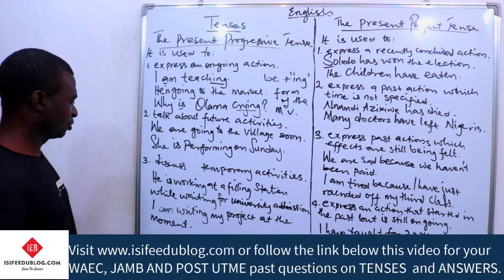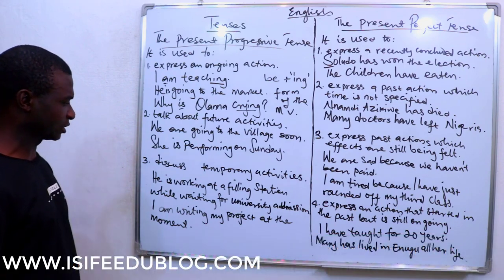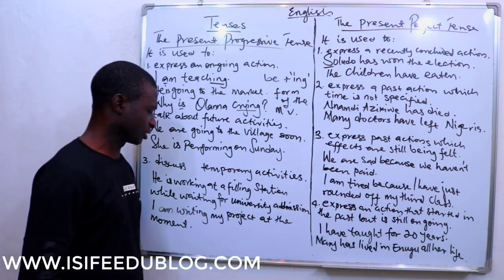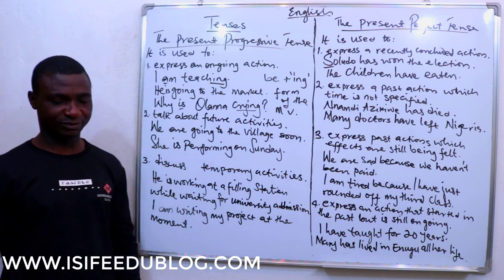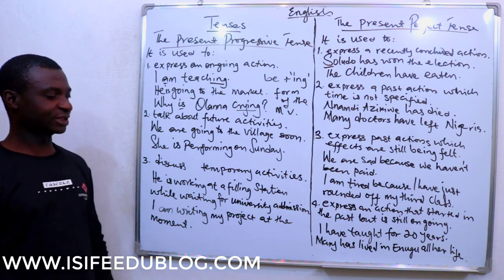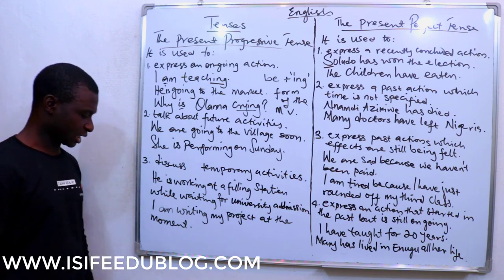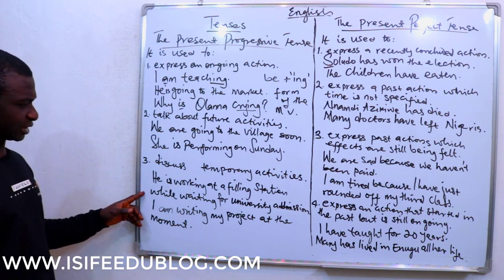Okay. We use the present continuous tense or the present progressive tense to express or discuss temporary activities. Temporary activities, things happening for the moment. For now, this is the situation of the activity. Why? Now I've created it in a simple manner here.